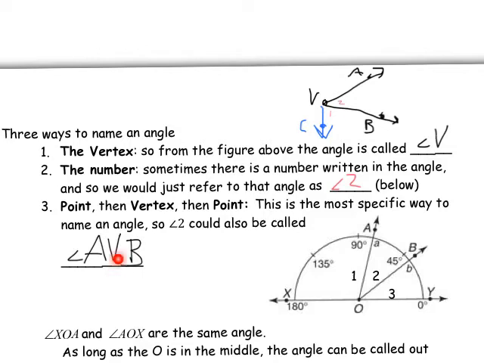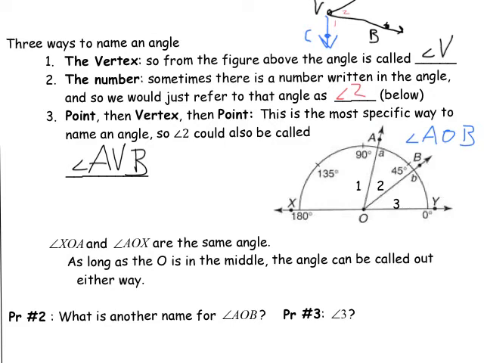And it's very important that the vertex is in the center. Notice here it says angle 2. I don't know if you're looking at this drawing because we have angles 1, 2, and 3. So if I was talking about angle 2 here, I would call this one angle AOB, because A is on the side, O is the vertex, B is on the side.